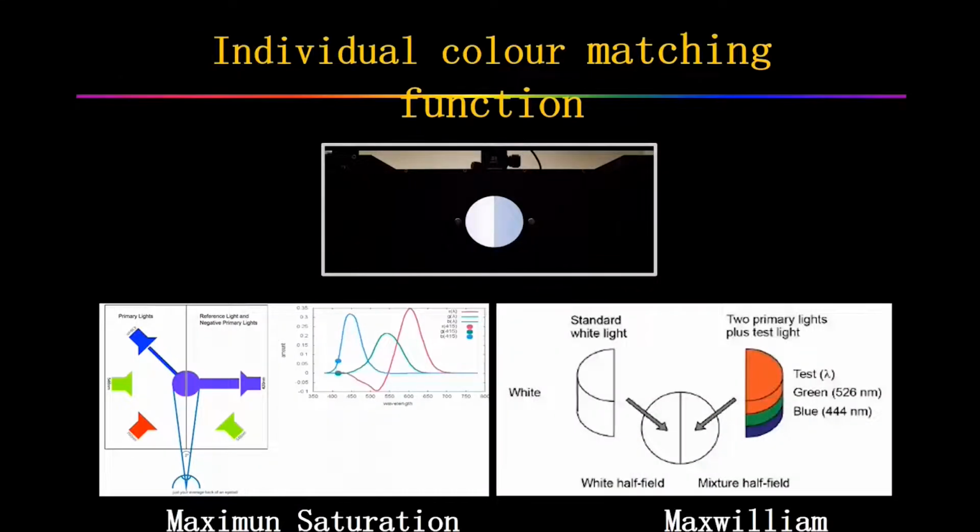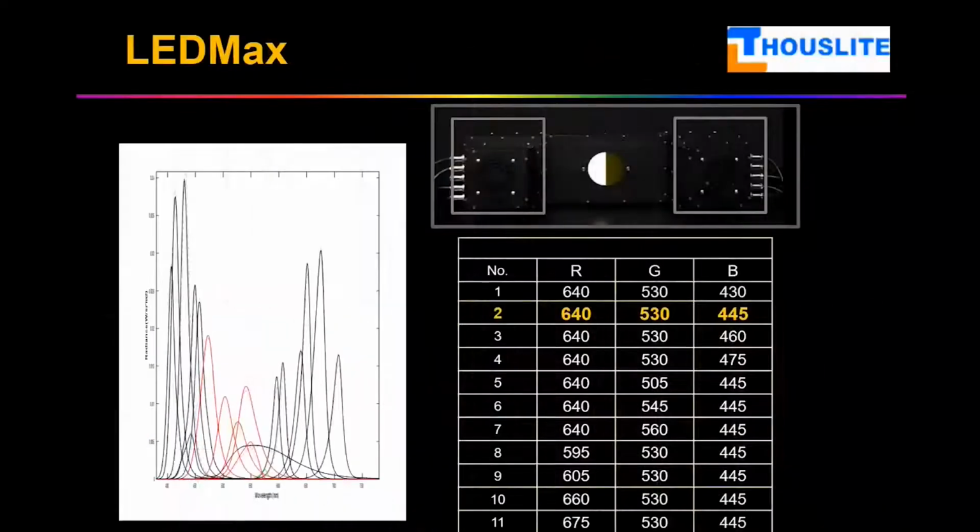So this is the system we developed. When you produce the color matching function, there are two ways to do it. The first one, on the left, we call the maximum saturation. You have red, green, blue there, and on the left you have half of the field with saturated colors. The other half is your job to adjust the RGB to match those colors. The other one we call the matching: you always match the white, but you use different primaries to match the white. Next, please. We are doing the LEDMax, which is the Max-Williams method.